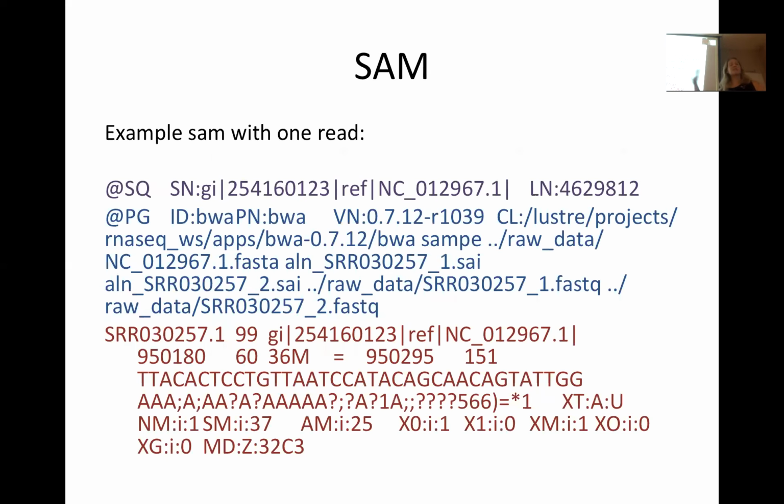Okay, so this is the overall SAM. You have the header at the top with the @ symbol, and then each and every read gets its own individual line below that. So if you get a file and you don't know what it is, if it looks like this, it's a SAM file.